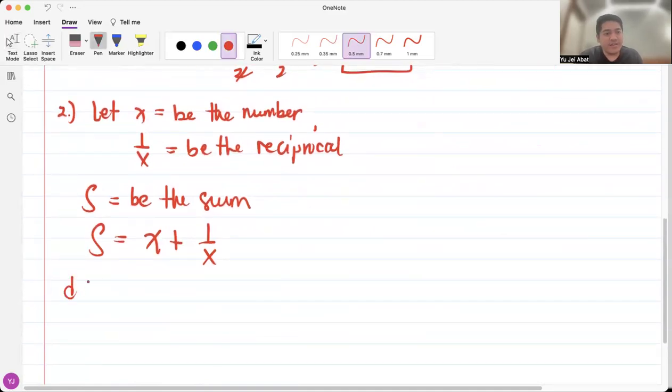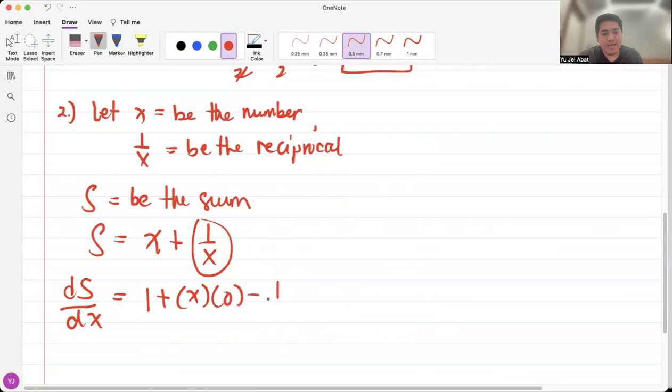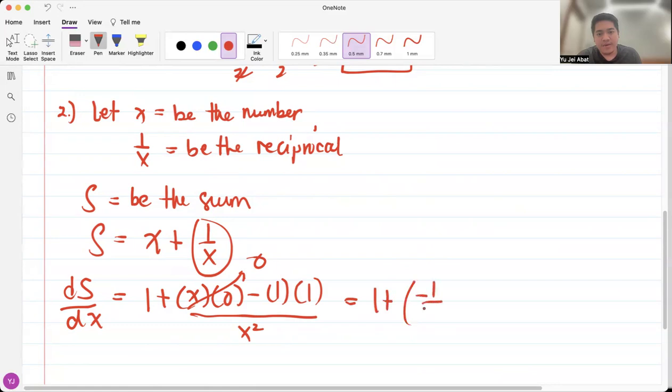If we get the derivative of the sum with respect to x, that would be 1 plus, we can use low d high minus high d low here, the quotient rule. So we have x times the derivative of the numerator, which is 0, minus 1 times the derivative of the denominator, which is 1, over x squared. So we now have 1 plus -1 over x squared, or simply 1 minus 1 over x squared.